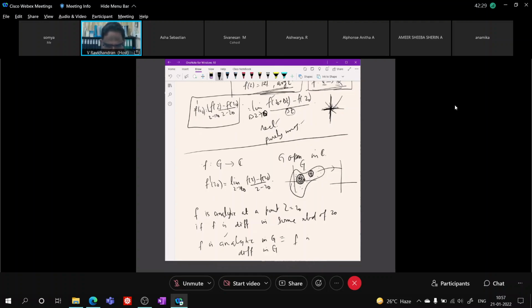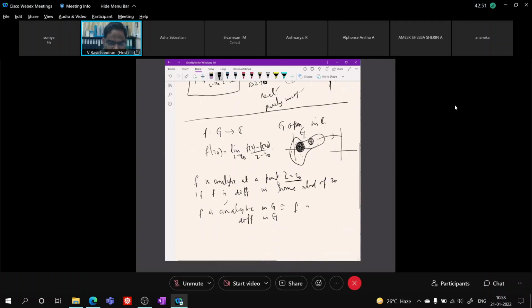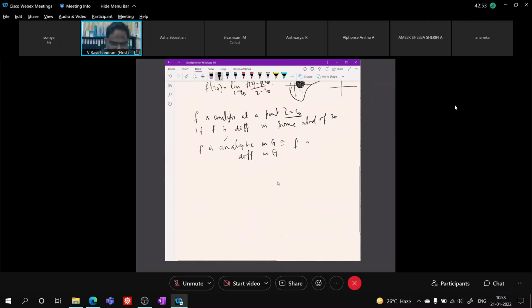But when you are restricting to a single point, then for differentiability, we need differentiability only at one point, whereas for analyticity, we need differentiability at a whole lot of points. Okay, so we need differentiability in the full neighborhood of z naught. That is the story. Okay, so let me jump into quickly deriving the Cauchy-Riemann equation.